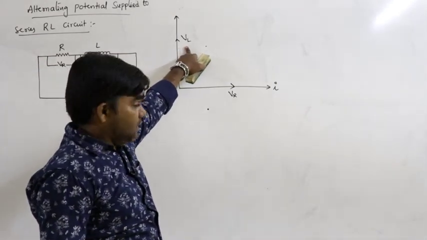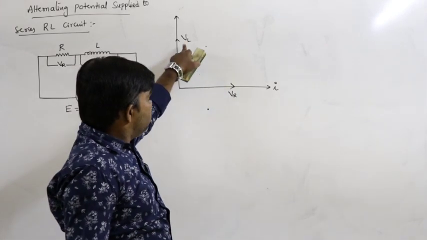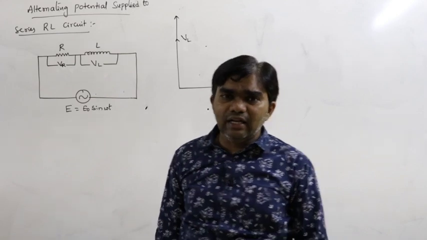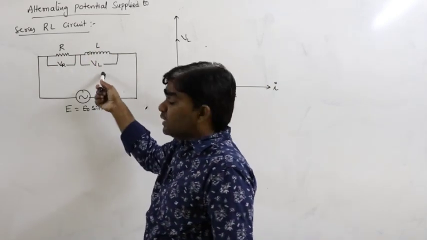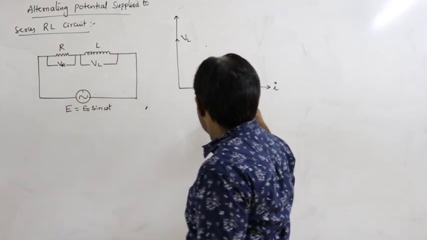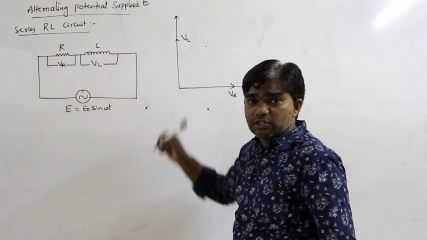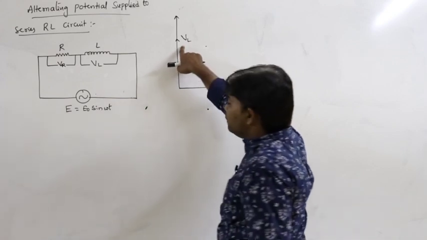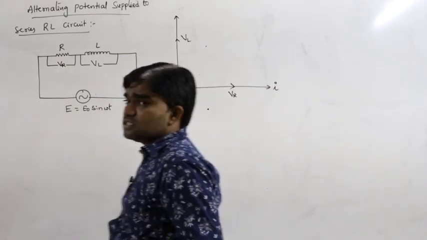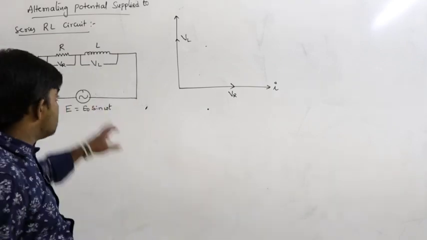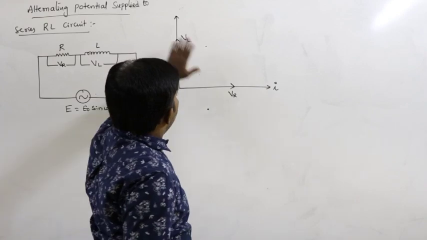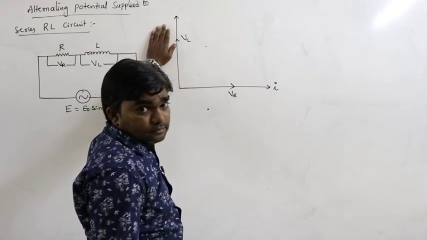Why? Because the phase difference between current and potential is 90 degrees when a pure inductor is connected. So that's why VL must be represented like this. This is the phasor diagram of this combination. So this is VR and this is VL.